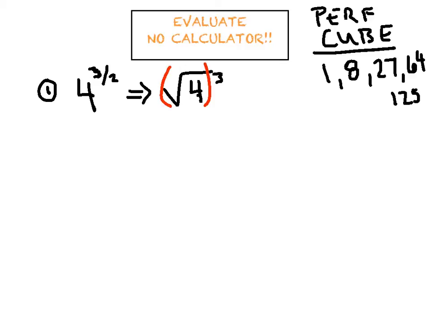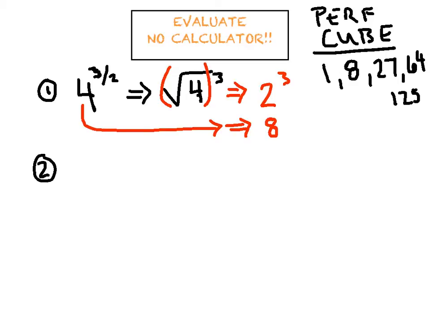So the square root of 4 gives me a 2, and then we're going to raise it to the 3rd power, and my final answer would be 8. So therefore, 4 raised to the 3/2 power is equal to 8, and we just evaluated that without a calculator, and I think we made it look fairly easy.